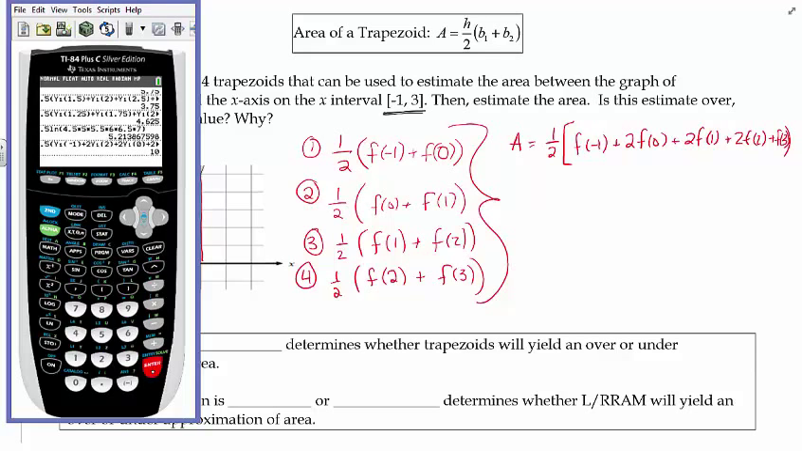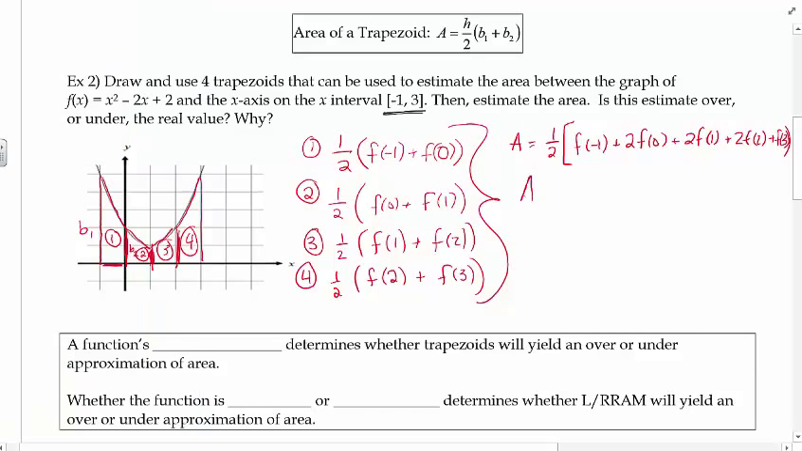That looks okay, I think. I'm looking back at my work here, and it looks like 10. 10 seems good to me. So my area here is 10. Is this estimate an over, an under, or what is it? Well, the way I've drawn it, it kind of looks under, but if you really think about where these lines would go, they'd go over the top of the parabola. So this is going to be an over approximation.